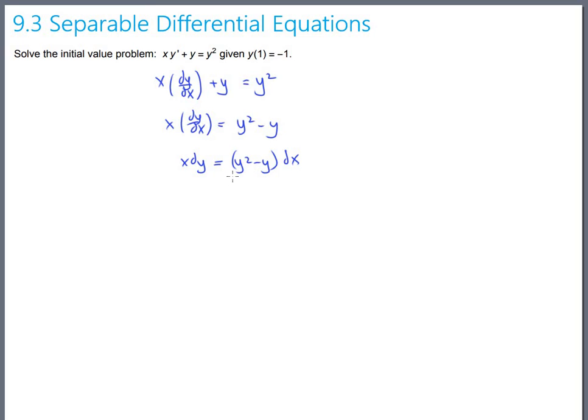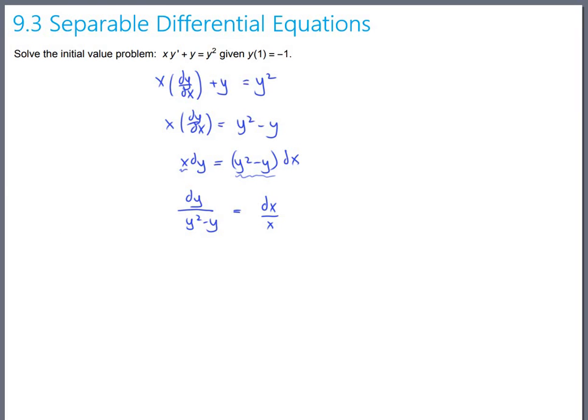Divide both sides by y squared minus y. Also divide both sides by x. So we'll get dy over y squared minus y equals dx over x. We really don't know how to integrate with 1 over dx, so we can't put dx on the bottom, unfortunately. That would make the rest of our work easier, but we have to keep dx and dy on the tops of their respective fractions.